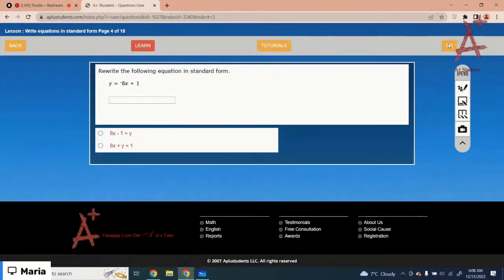Rewrite the following equation in standard form. So which of the option is the correct one? Option number 2 is the correct option. Got it? Because in the standard form, x and y variable must be on same side and coefficient on the other side. So it would be 8x plus y equals 1. Got it? So option number 2 is the correct option.